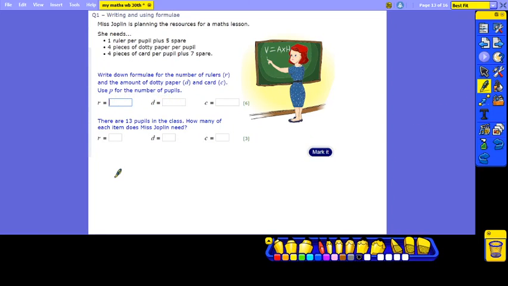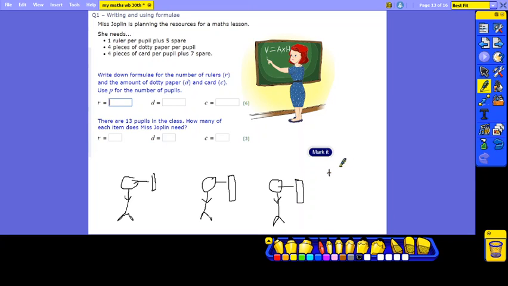So I'm going to start by just imagining what this looks like. Let's say I've got a pupil here, another one over here, and another one here. I know that what it's asking me for is 1 ruler per pupil. So this person's going to have 1 ruler, this one would have 1 ruler, and this one would have 1 ruler. And I've got 5 spare rulers. So I can see that no matter how many pupils I've got, I've got 1 lot times the number of pupils. Because for every pupil, there is 1 ruler, and then I'm adding on 5 spare.